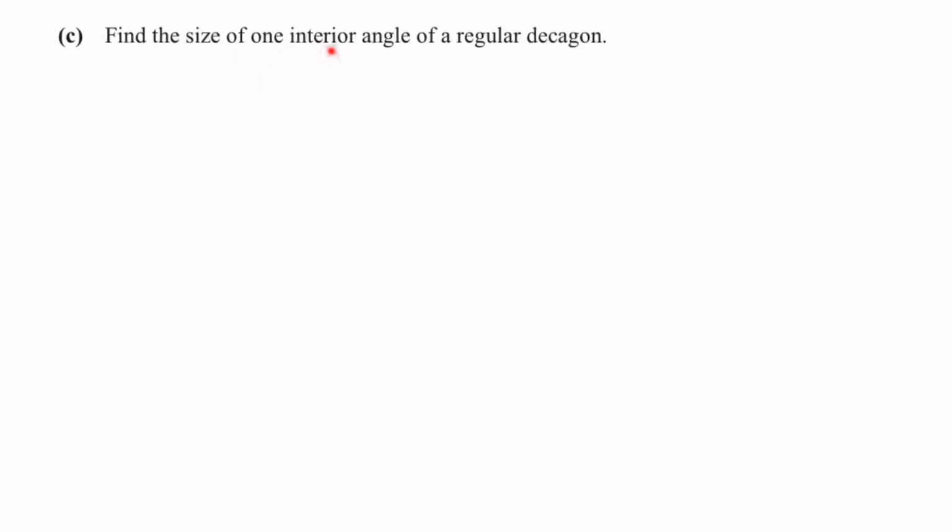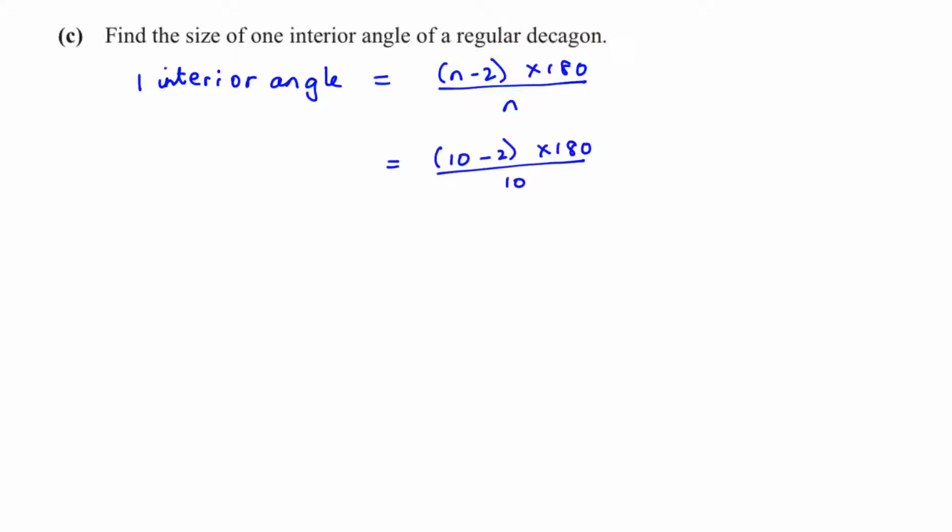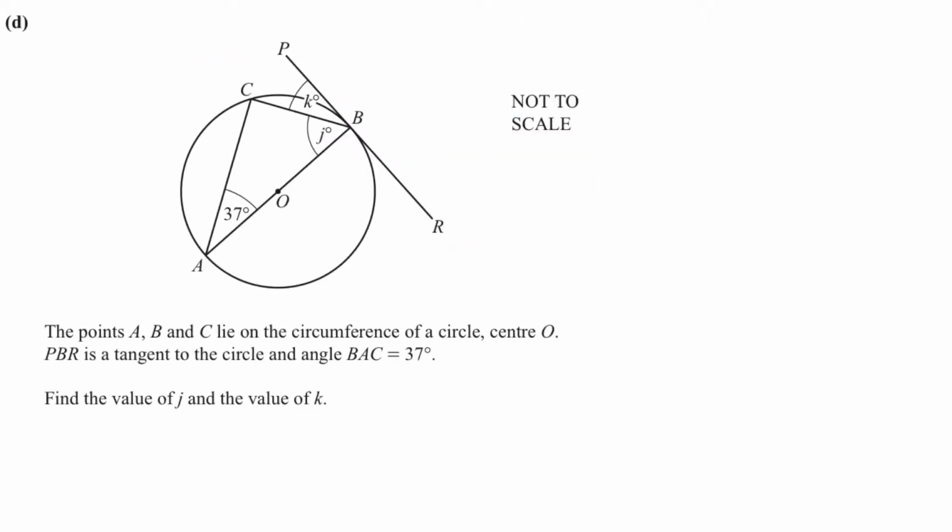Part C. Find the size of one interior angle of a regular decagon. Decagon means a polygon with 10 sides. To find the size of one interior angle, we have to use the formula. One interior angle is equal to (n minus 2) multiplied by 180 divided by n. n is the number of sides. In this case, we have 10 sides. So replace the n with 10. (10 minus 2) multiplied by 180 divided by 10 will give us 144. So that is the size of one interior angle of a regular decagon.